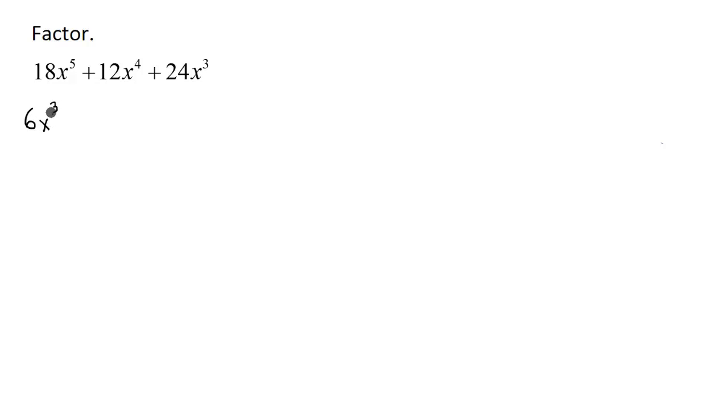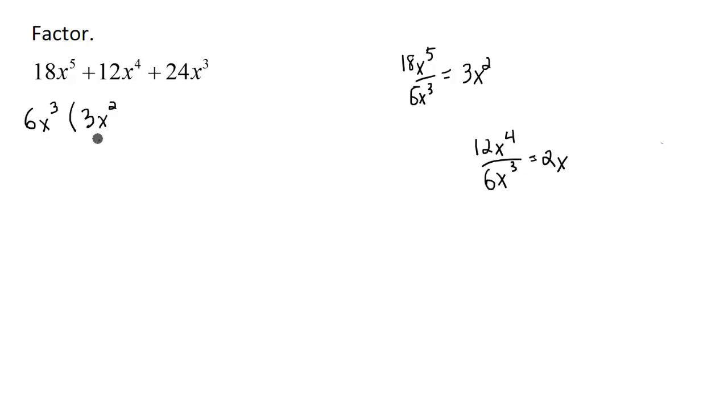to the third power. So that's going to be in front of the parentheses, and basically all I do is divide each one of those terms by 6x to the third power. So 18x to the fifth divided by the 6x to the third is going to be 3x squared. So that goes right here. Then 12x to the fourth divided by the 6x to the third is going to be 2x. So then that's going to be this term.